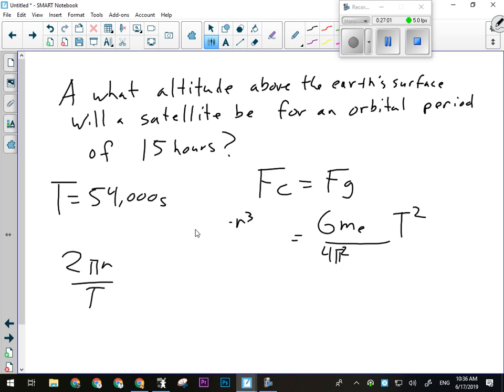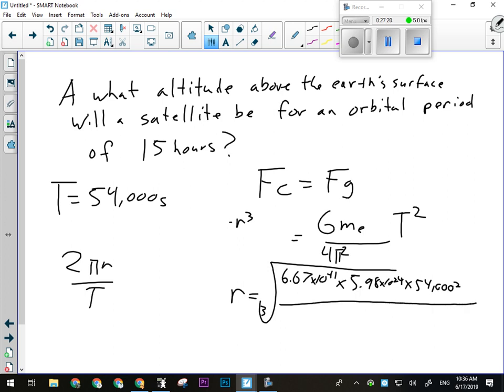So now I'm solving for r cubed. I just want to solve for r. So that's going to be the cube root of 6.67 times 10 to the minus 11, big G, times the mass of the Earth, 5.98 times 10 to the 24, times the period, 54,000 seconds, squared, divided by 4 pi squared.